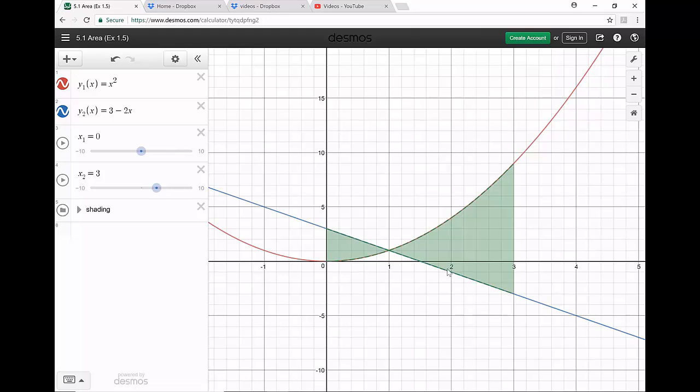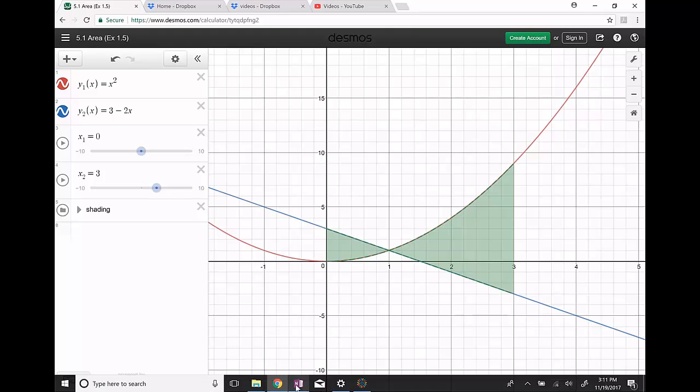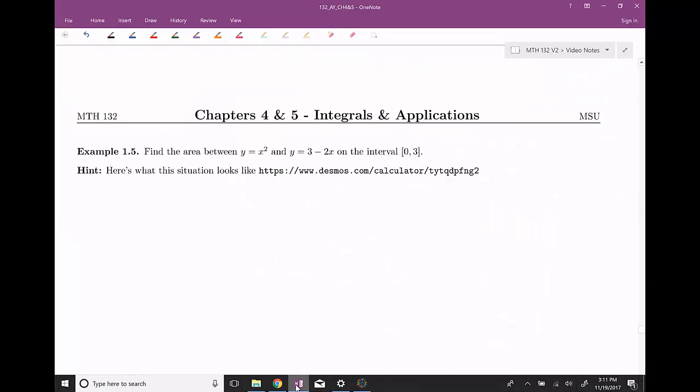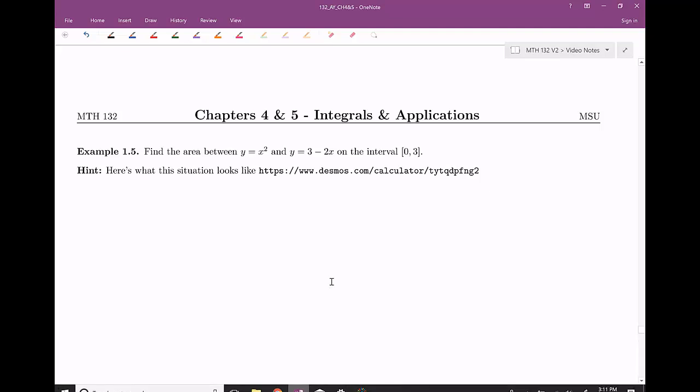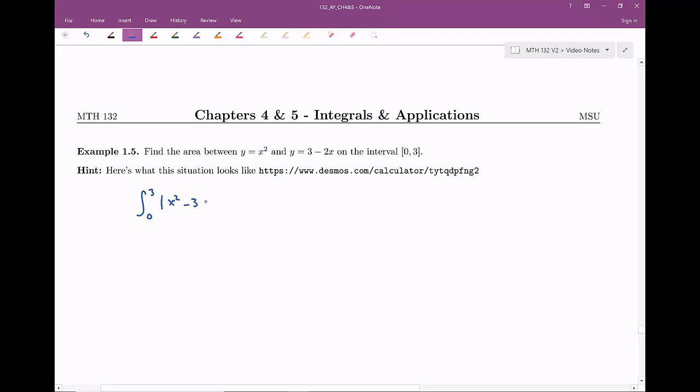It gives us a nice visualization of what's going on here, but I want to pretend, what happens if this came up on a quiz or an exam where we don't have technology or calculators to be able to graph this out? How would we solve this problem? So let's get started. First of all, I know from our previous theorem that we want to evaluate the integral from 0 to 3 of the absolute value of x squared minus (3 minus 2x) dx.